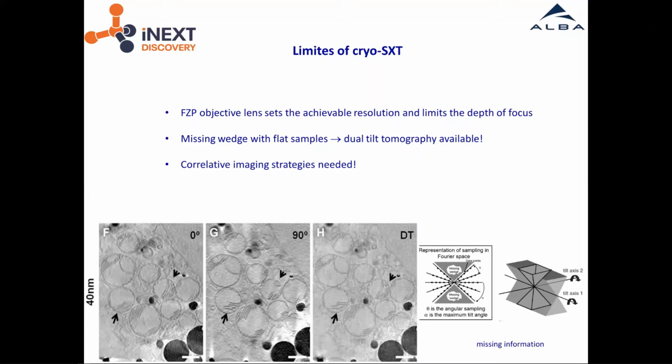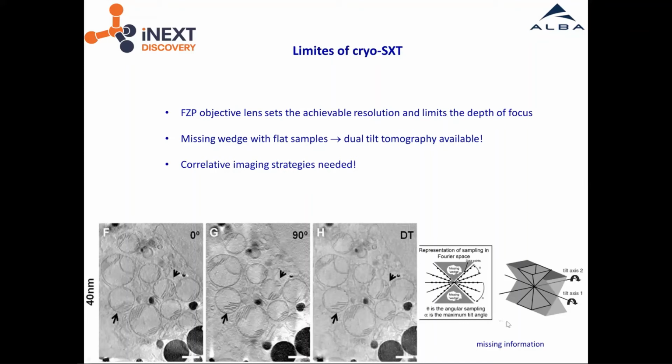And the way to recover a little bit of this missing information is doing what we call dual tilt, which means that you have first your sample at an orientation, you do the tomogram, and then you rotate it 90 degrees and you do the tomogram again.